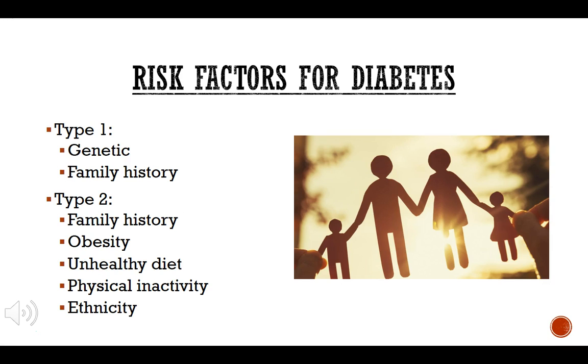There are many risk factors for diabetes. Risk factors for type 1 diabetes are a genetic history or a family member with diabetes, and for type 2, a family history, obesity, poor diet, and physical inactivity are all risk factors. Note that factors such as obesity, physical activity, and diet are all preventable.